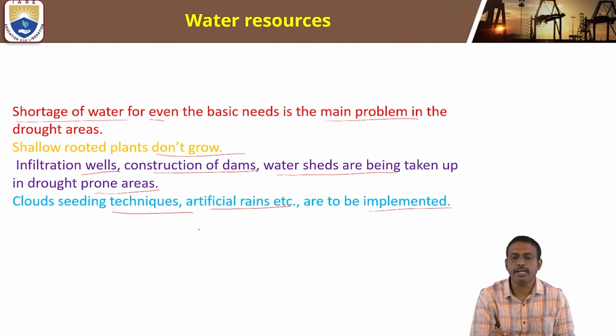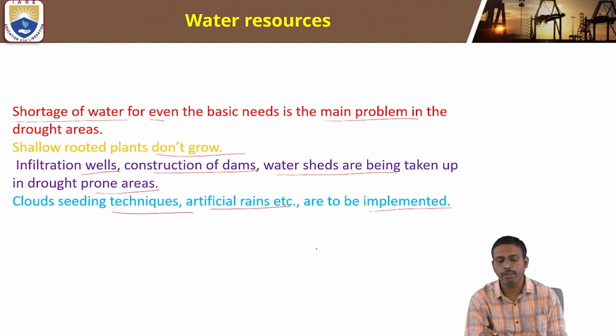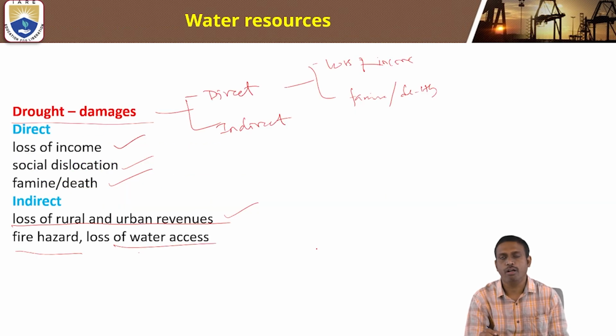Shallow rooted plants do not grow. Infiltration of wells, construction of dams, and watersheds are being taken up in drought prone areas, and artificial rains or cloud seeding techniques are to be implemented where drought areas have been identified.